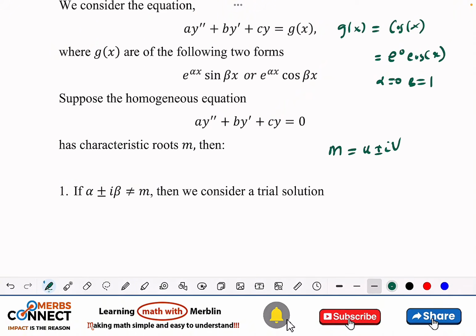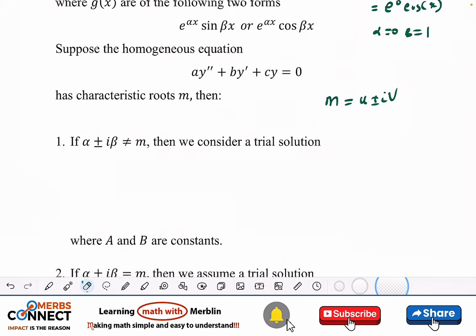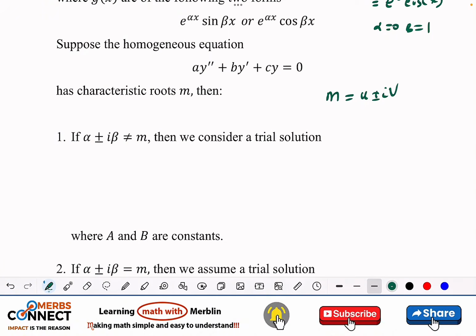So for example, if I have 2 plus or minus i, and I have 2 plus or minus 2i, these are not the same. So that is when we can consider the trial solution for this. Anytime they are not the same, then this is the trial solution: Yp will be equal to a e to the power alpha x cos beta x plus b e to the power alpha x sine beta x.